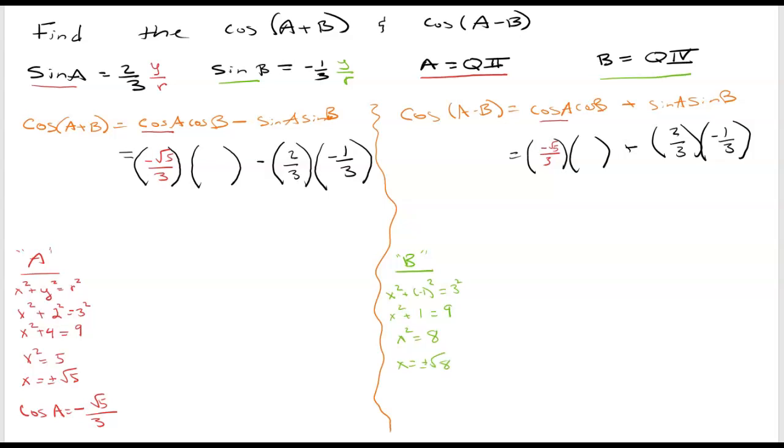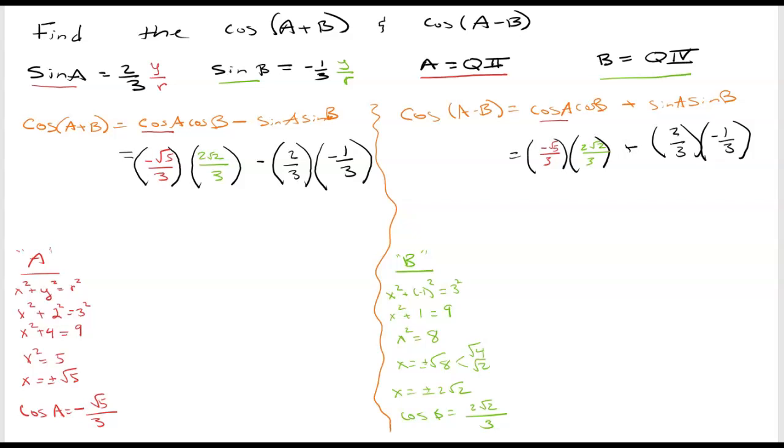I'm going to simplify that because it breaks up into 2 and 4. So this is really plus or minus 2 root 2. So the cosine of B, again, it's in quadrant 4, so this will be a positive 2 root 2 all over 3. So again, 2 root 2 all over 3.